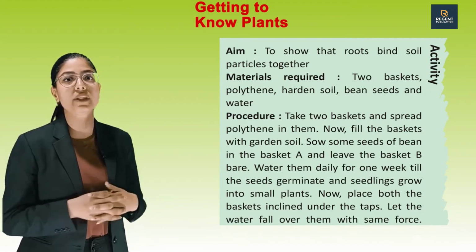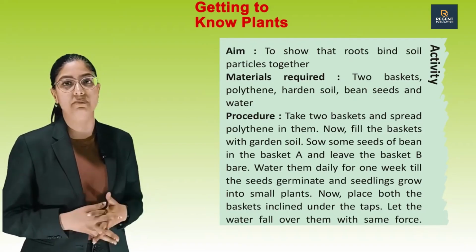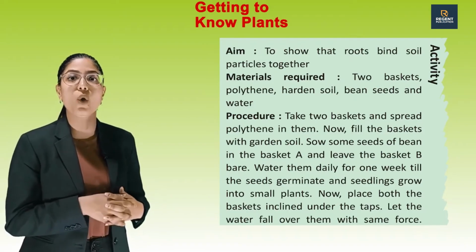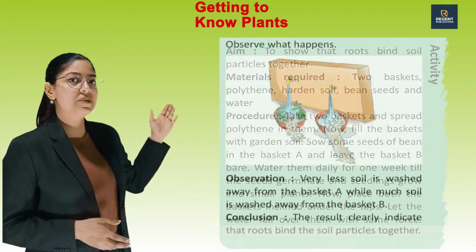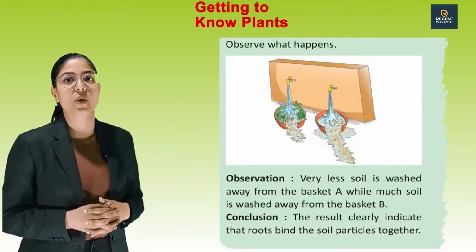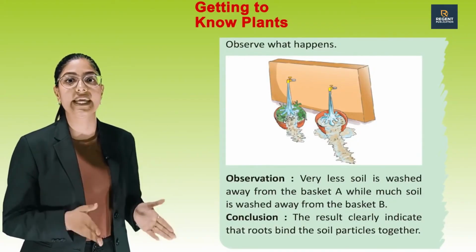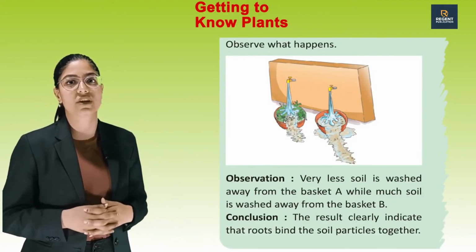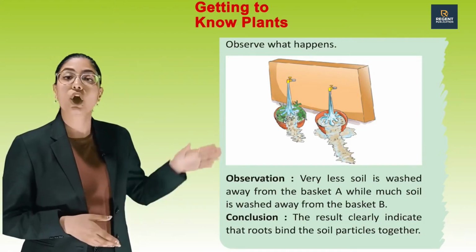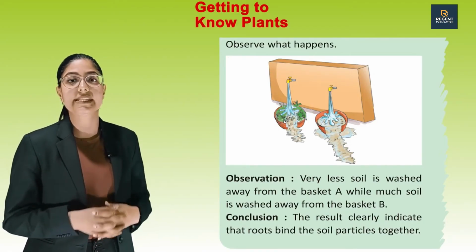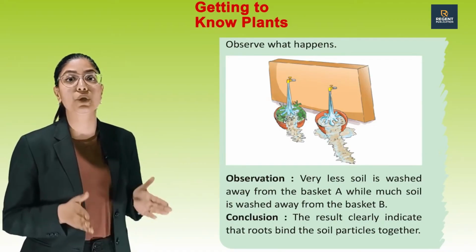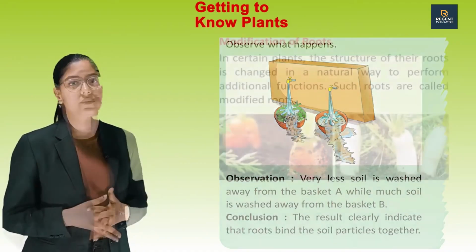Now place both the basket inclined under the tap. Let the water fall over them with same force. Observation: very less soil is washed away from the basket A while much soil is washed away from the basket B. Conclusion of the activity: the result clearly indicates that roots bind the soil particles together.